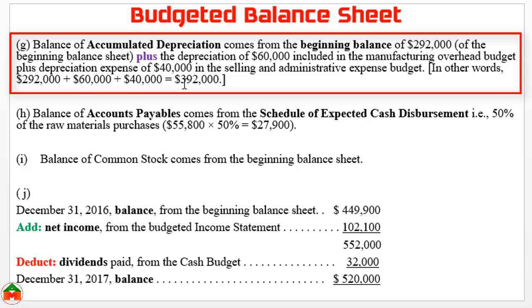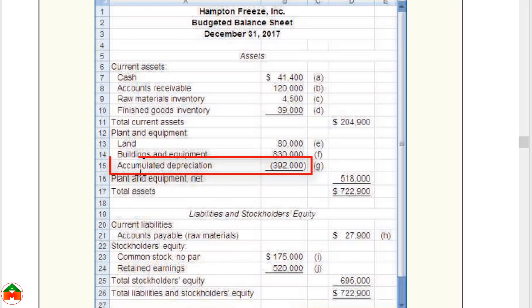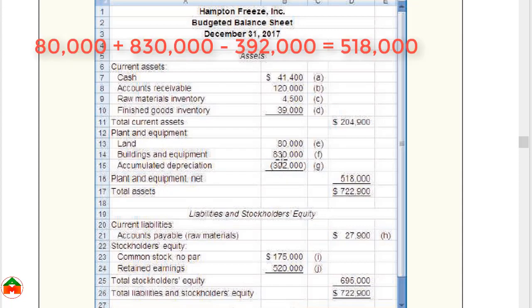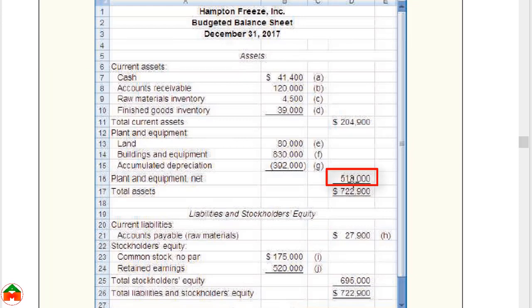Total 392,000. So if we deduct this accumulated depreciation 392,000 from the total plant and equipment, here 80,000 plus 830,000, our net plant and equipment would be 518,000. So this is the total plant and equipment or long-term asset, and this is the current asset. Another name of long-term asset is non-current asset. The amount of non-current asset is 518,000 and the amount of current asset is 204,900.